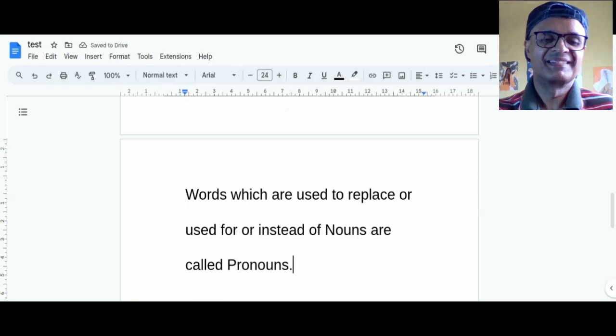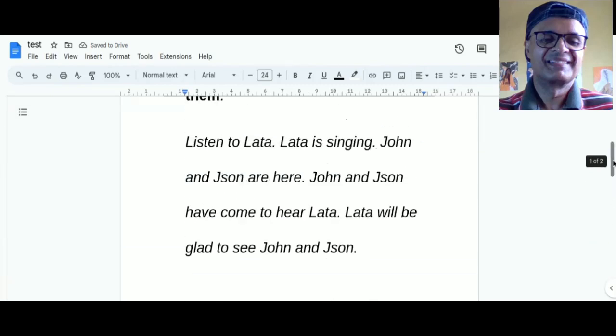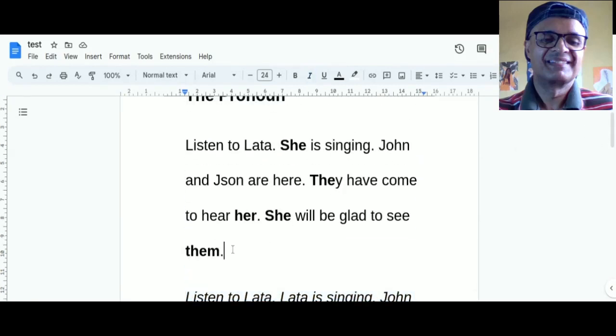The word pronoun means for a noun. I hope you understand why we use pronouns, because this paragraph looks very ugly, because we are using nouns again and again, names again and again. But this one is much more elegant because we have used pronouns correctly.